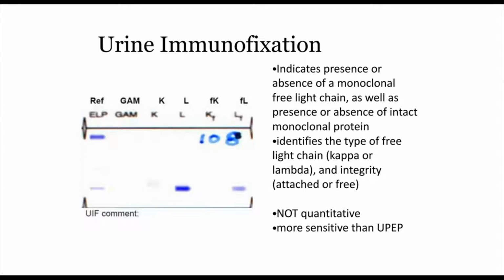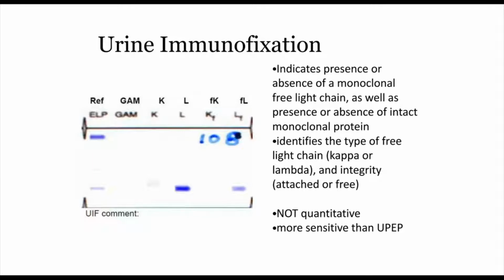Urine immunofixation electrophoresis is essentially an extension of urine protein electrophoresis in that it involves the application of antisera to a urine sample that has been electrophoretically separated on an agarose gel. It is able to indicate the presence or absence of a monoclonal free light chain, as well as identify the type of free light chain, kappa or lambda. The key thing about urine immunofixation electrophoresis is that it is a qualitative assay and is not able to quantitate the amount of M protein in urine.